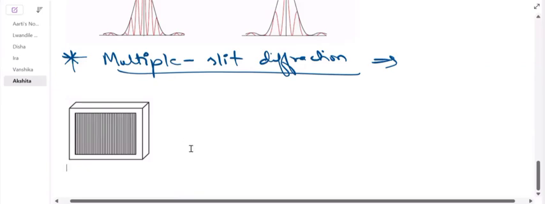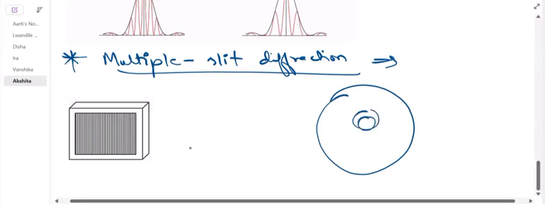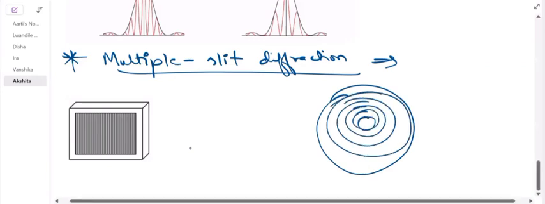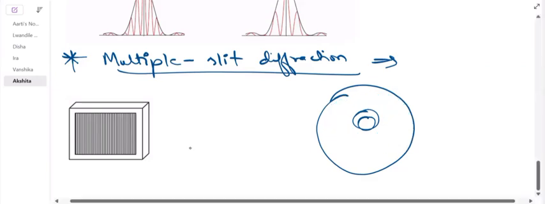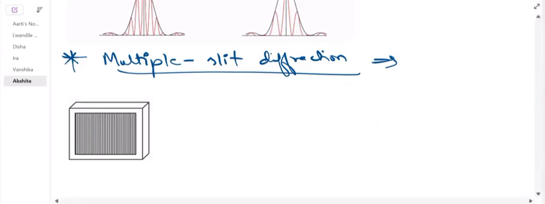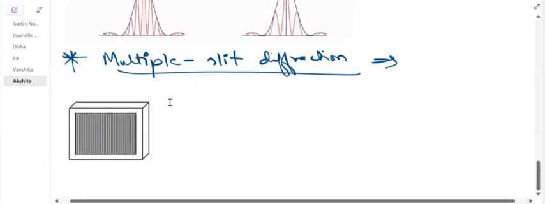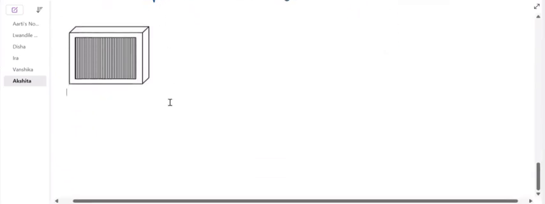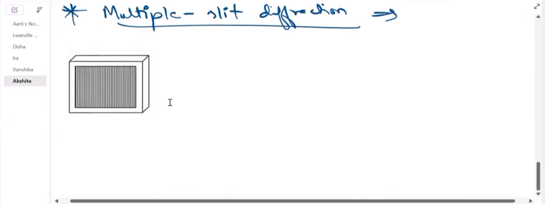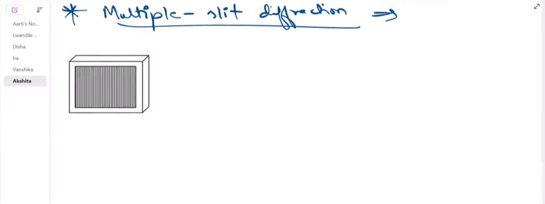Like you must have seen the CD. Have you seen the CD screen? On it you will observe many concentric circles, which give you different colors. So that is basically also an example of the diffraction grating. Done? Okay. Now after this, please have a look at this also.